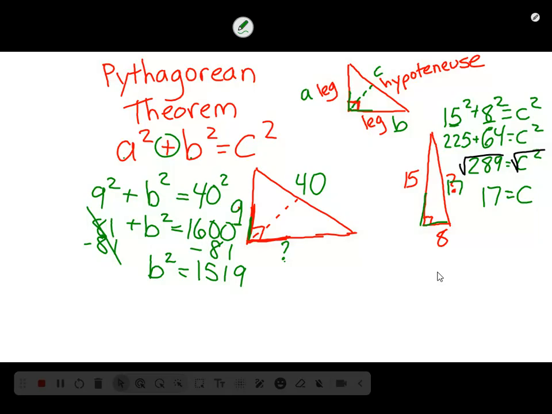Am I done? Is my missing leg 1519? Why are you shaking your head, Robbie? Because you have to find out the square root. Oh, because we've got a square here that we need to get rid of. So what's the opposite of squaring? The square root. So we need to find the square root of both sides, because remember, whatever we do to one side, we do to the other side. We want to get rid of that square there, so we're left with just b. What is the square root of 1519, Natalie? 38.97.